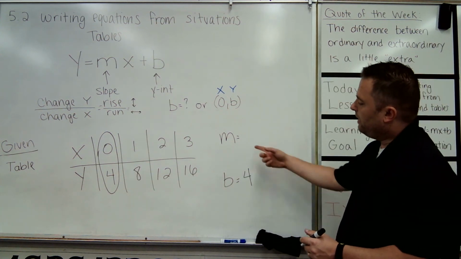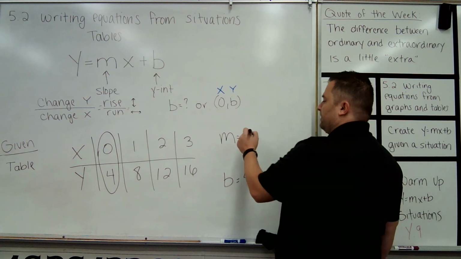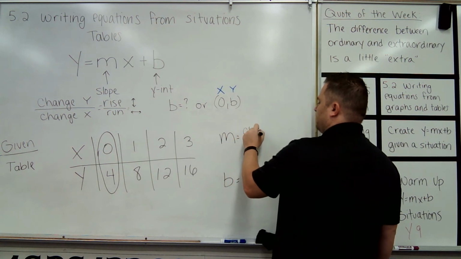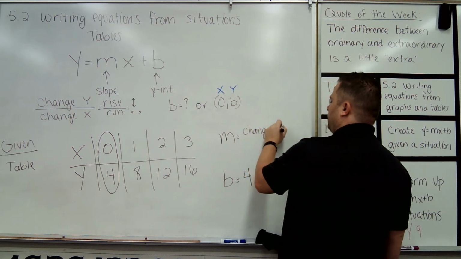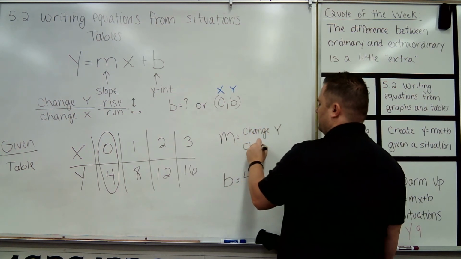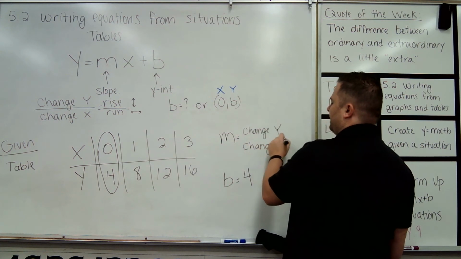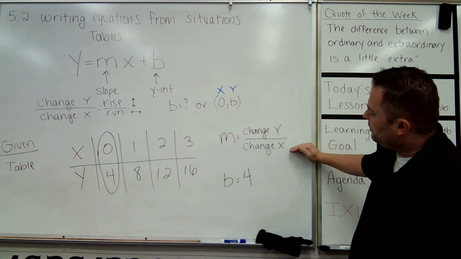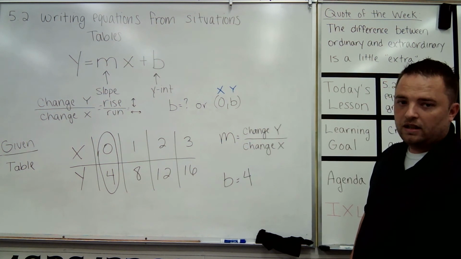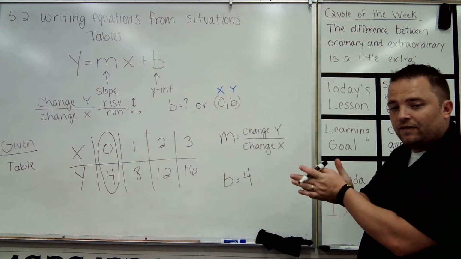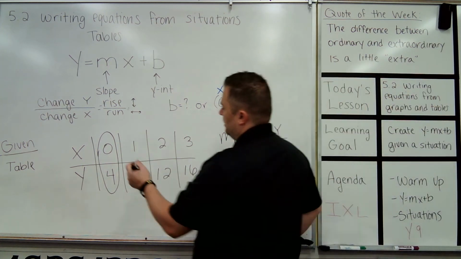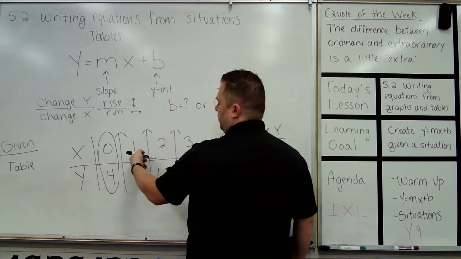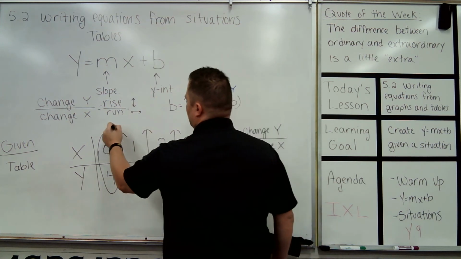Okay. Well, now I need to know my m. Well, remember, the m is the change in y over the change in x. I need to know how my y's are changing. I need to know how my x's are changing. Not what they are now, but what does it take to get from one number to the next? Well, I can look at my x's from 0 to 1, from 1 to 2, from 2 to 3. Each time they're going up by 1.